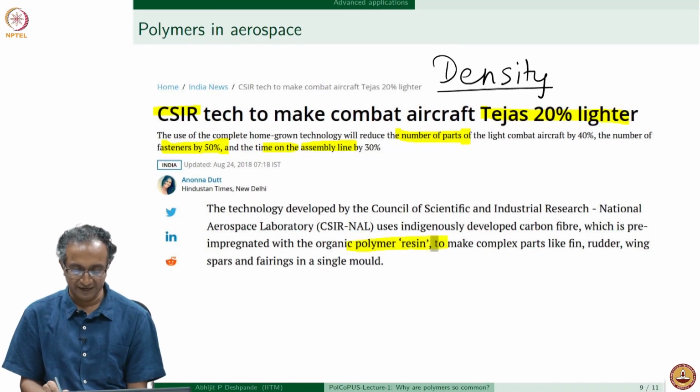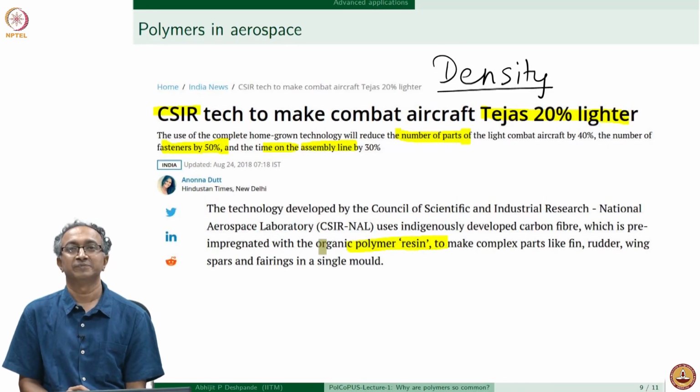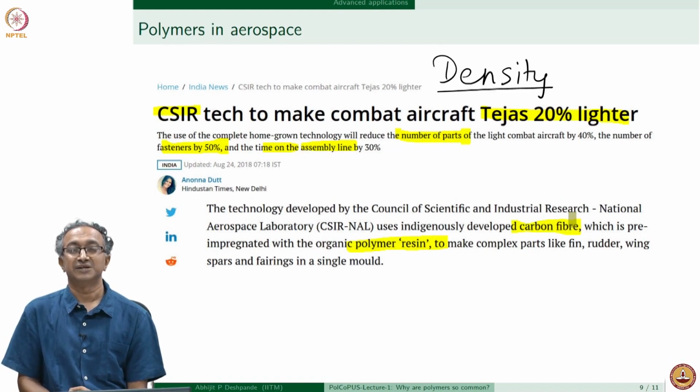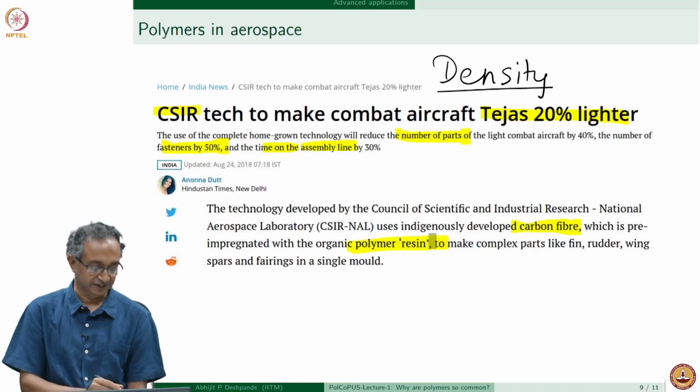And of course, the background of all of this is a polymeric resin. In this case it is being used along with a very strong fiber. But the key is the fiber cannot be used in isolation until a polymer resin is used along with it. So these are called composite materials. So this is an example where you can see that the unique advantages of polymers will always make them a very strong contender for application.